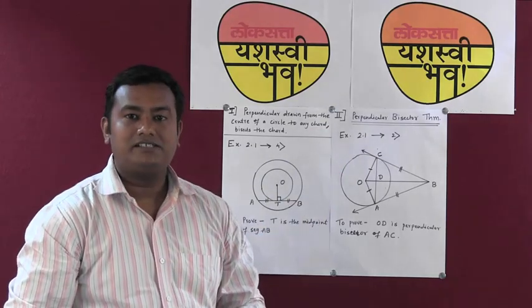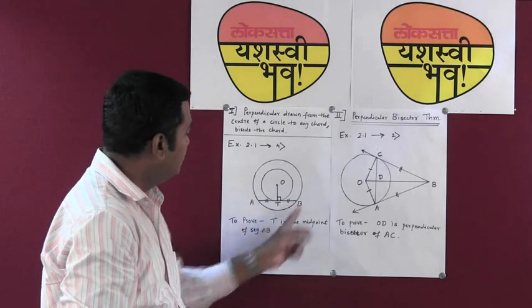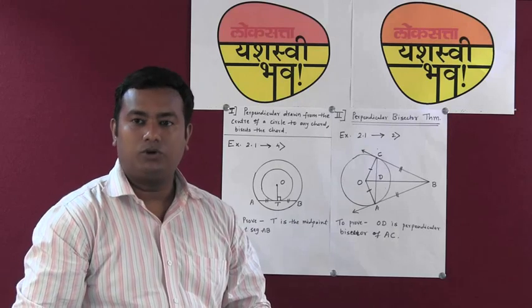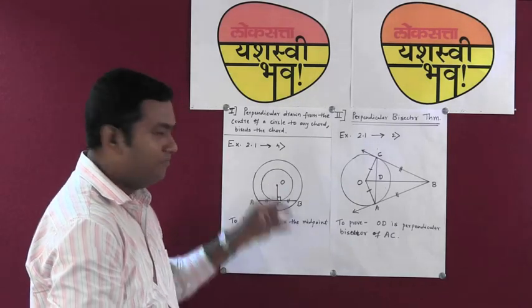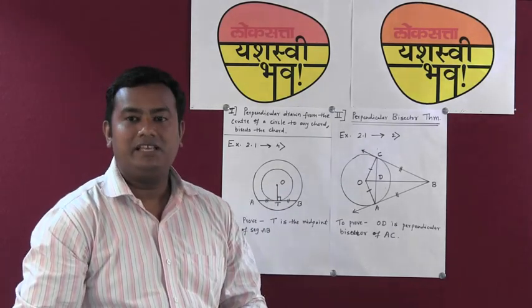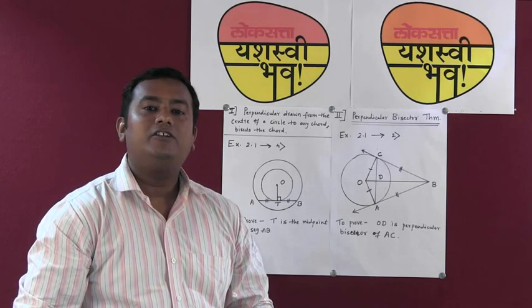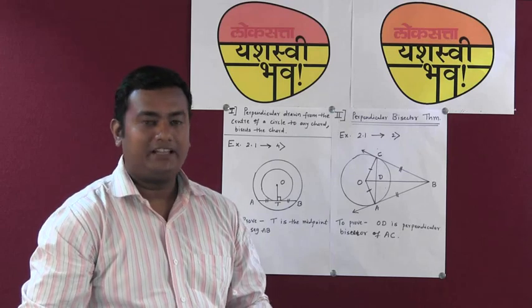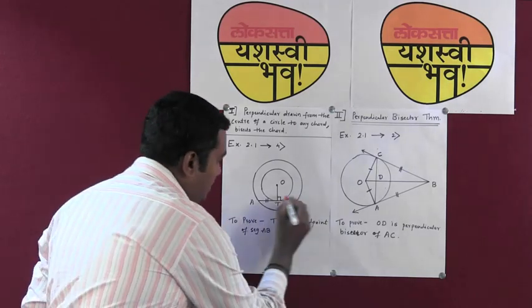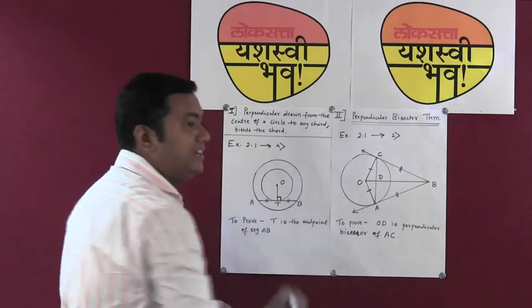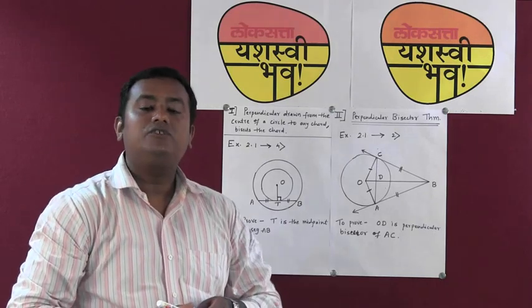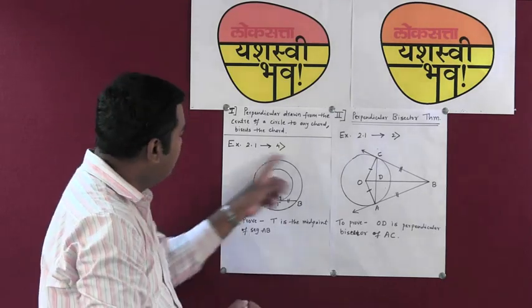Now how to prove it? Step number 1. In the smaller circle, center is O and OT is a radius, whereas segment AB is a tangent. So according to the theorem, tangent is perpendicular to radius. At the point of contact, we have angle OTB, which is 90 degrees. Correct? Now take the example of a bigger circle.